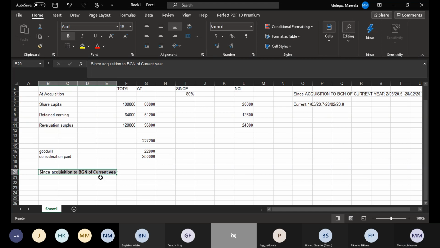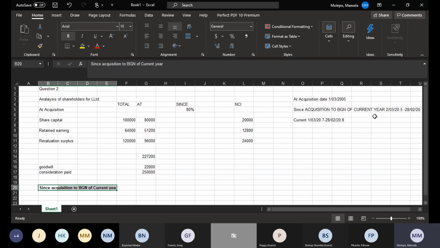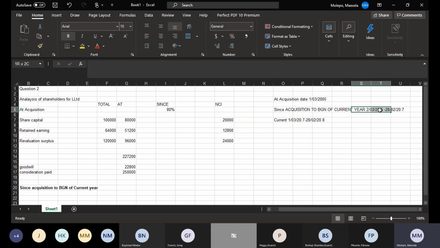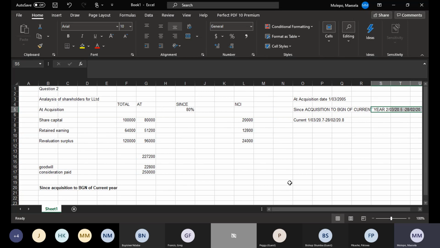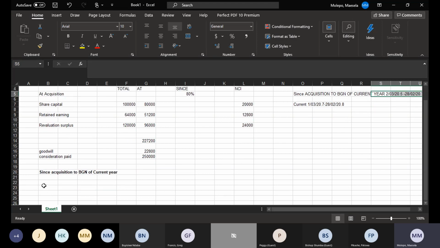Now, transaction number 2 happened on 1 December 2006. So it happened somewhere along the way in this section. 1 December 2006 falls here. It was after 2 March 2005, and it was before 28 February 2007. So it happens here, so we're going to record that transaction in this part. But before we go there, let's tackle the retained earnings.